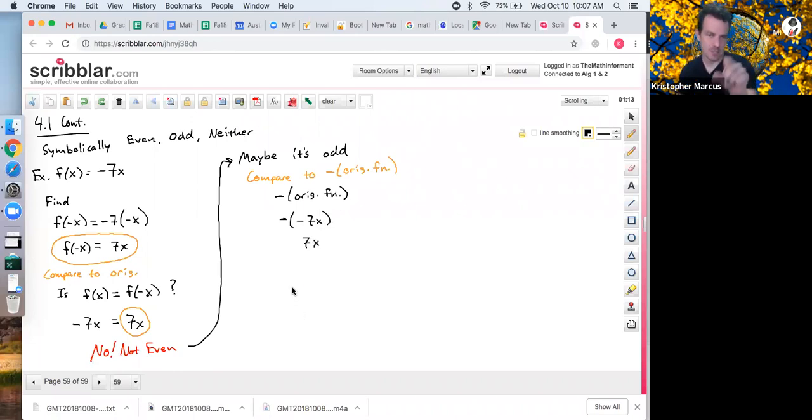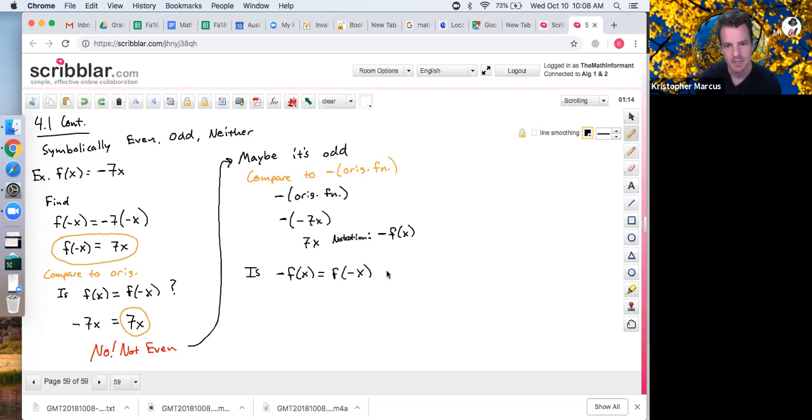Now, there's something special about this notationally. This is notationally negative f of x. That's what it is. So let's go back and kind of pose the same type of question we did before. Now this time, is the negated original the same as f of negative x? I just want you to be real comfortable with the nomenclature that's used here.